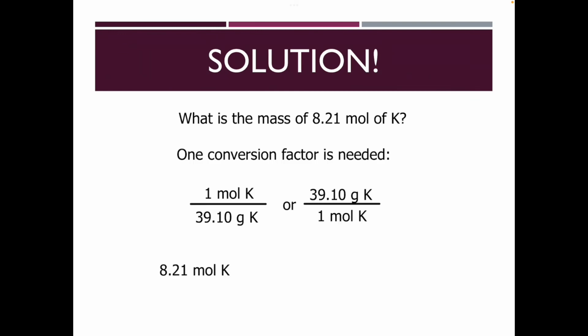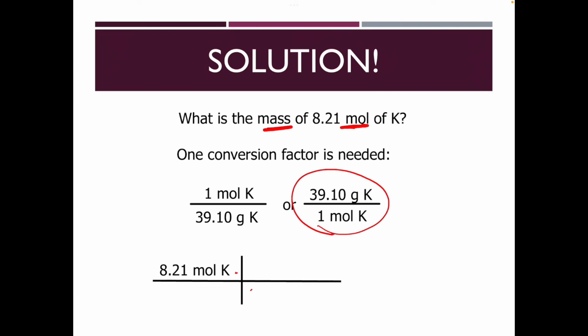Alrighty, so we're starting our train track with 8.21 moles of potassium. Since we're trying to convert between moles and grams, we're going to need to find the molar mass. So if you find the molar mass of potassium on the periodic table, you'll see that the mass is 39.10 grams. Moles of potassium has to cancel moles of potassium. So now we need our mole of potassium on the bottom here and the mass on the top. We'll make sure our units cancel, and then we'll get our answer.